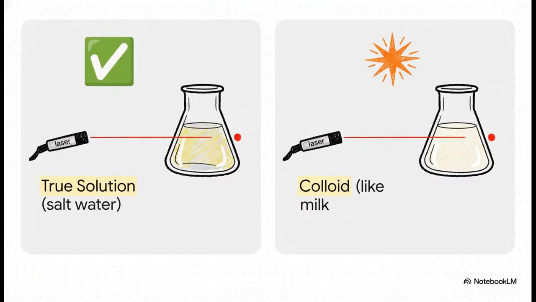So, here's how it works in the lab. If you shine a laser pointer through a true solution, like salt water, the beam just passes clean through. You can't really see it in the water. But shine that same laser through a colloid, like milk, and boom! The particles scatter the light all over the place, and you can see the beam's path perfectly clearly.